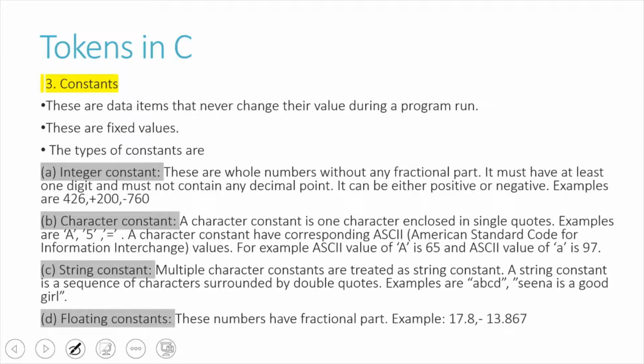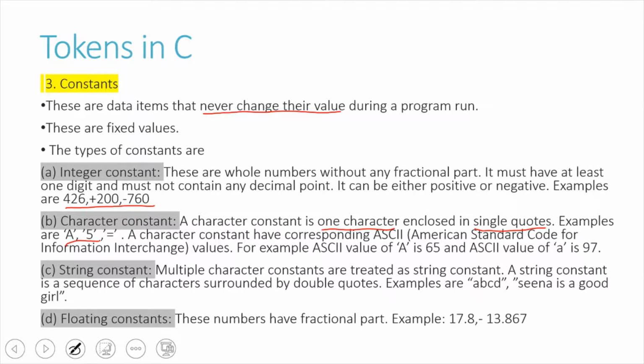Now let's see what is meant by constant. That is the third token in C. Constants never change their value while the program is being run. So these are fixed values. We have 4 types of constants. An integer constant stores values which are integers. Next we have the character constant, which can store a single character and it will be inside single quotes, for example, 'A' and '5' which are written over here.